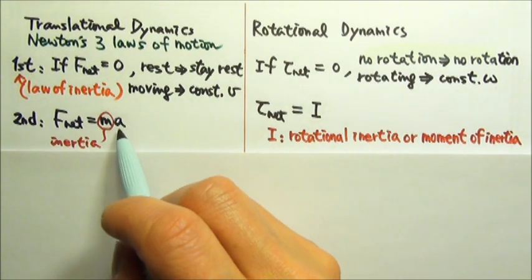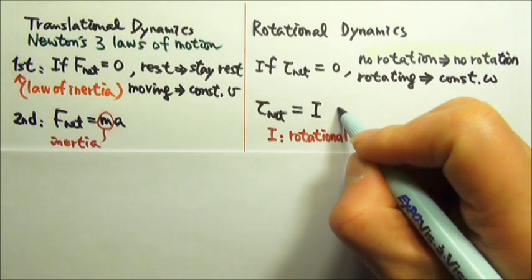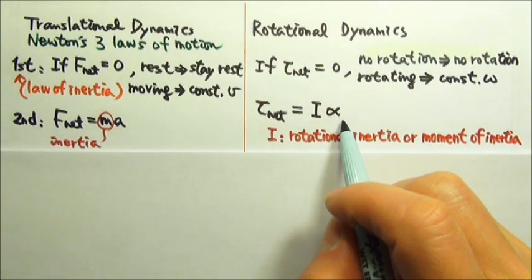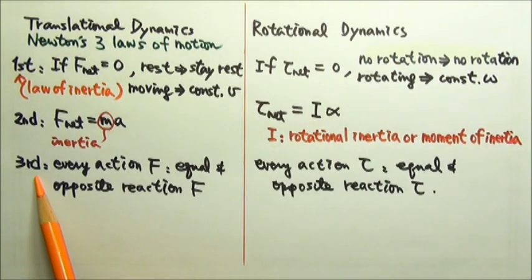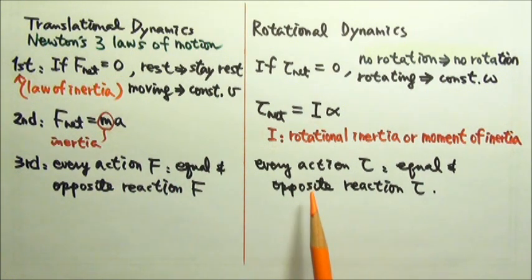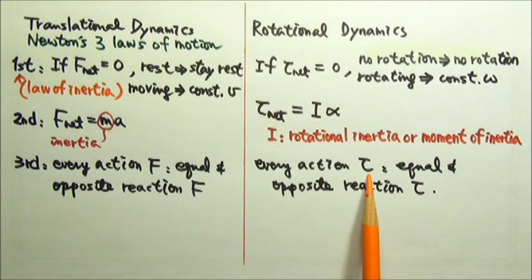And the rotational counterpart for acceleration is the angular acceleration, alpha. So it is net torque equals I alpha. The third law says, for every action force, there is an equal and opposite reaction force. So, of course, the rotational counterpart is, for every action torque, there is an equal and opposite reaction torque.